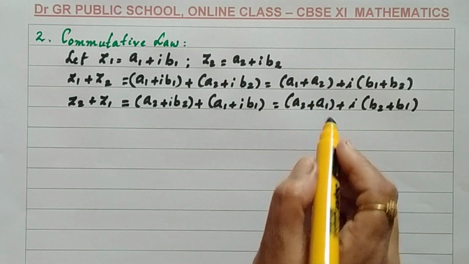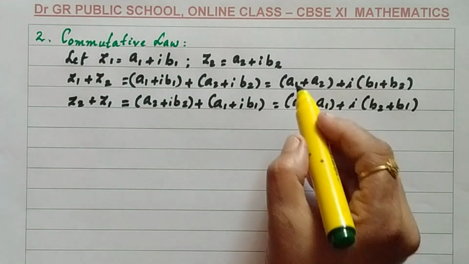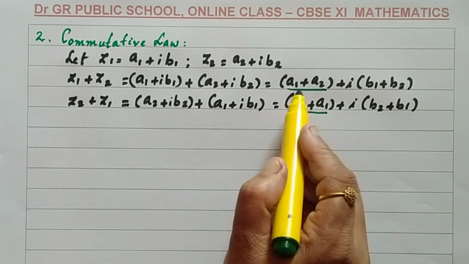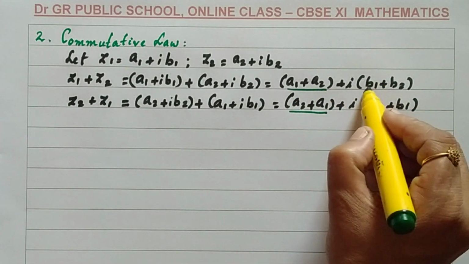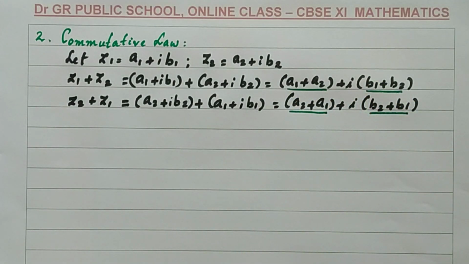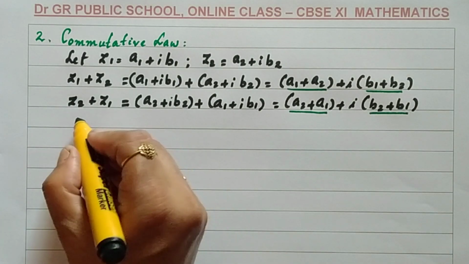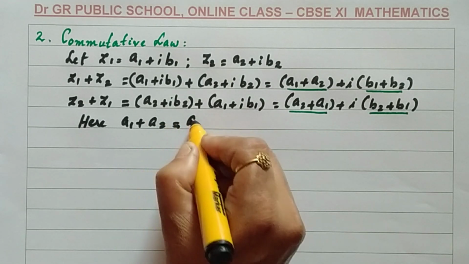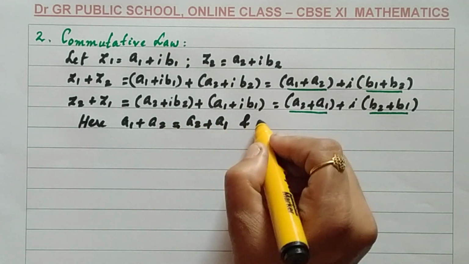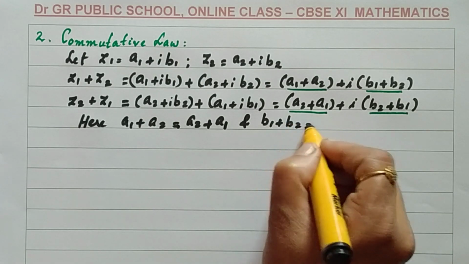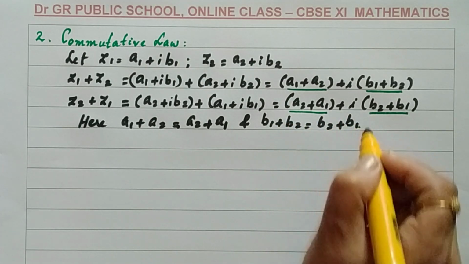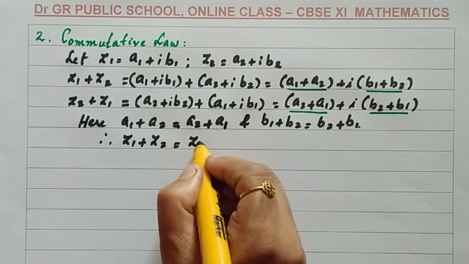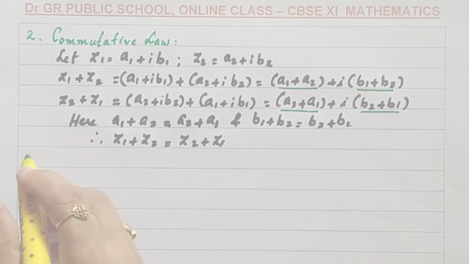Now, looking at this, you can see that A1 plus A2 is the same as A2 plus A1 because A1 and A2 are real numbers. And in the same way, B1 plus B2 is the same as B2 plus B1. Therefore, the commutative law holds: Z1 plus Z2 equals Z2 plus Z1. Come to the third law.